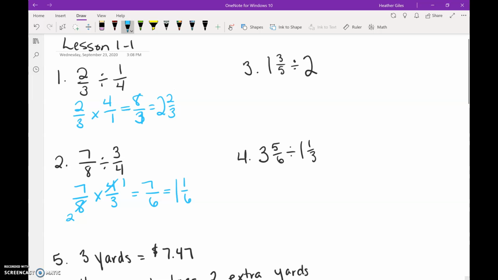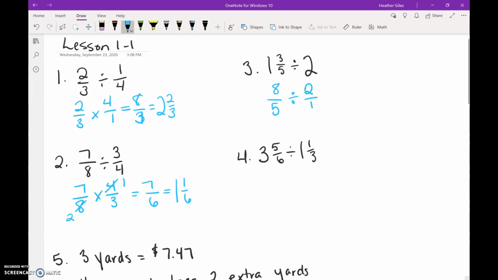Problem number 3. We have some mixed numbers and a whole number here, so we've got to do a little bit of math, which we're already doing. To turn a mixed number into an improper fraction, I multiply my denominator times my whole number. So 5 times 1 is 5, and then I add my numerator. 5 plus 3 is 8/5 divided by 2. 2 is a whole number. I don't have to do anything. I just need to put my 2 over a 1.